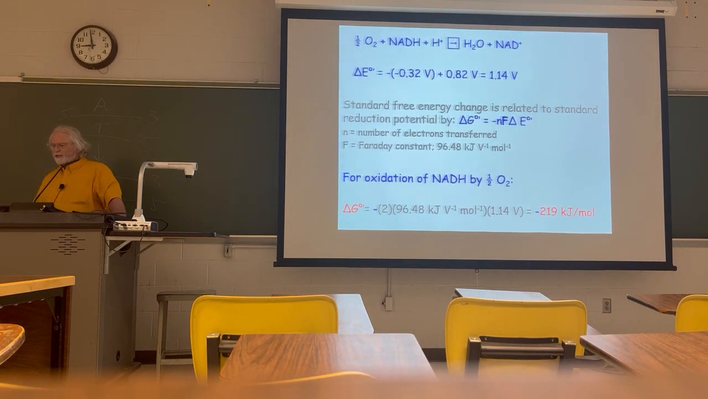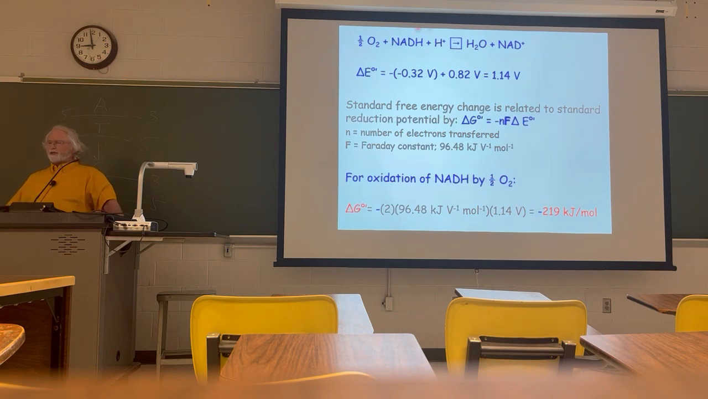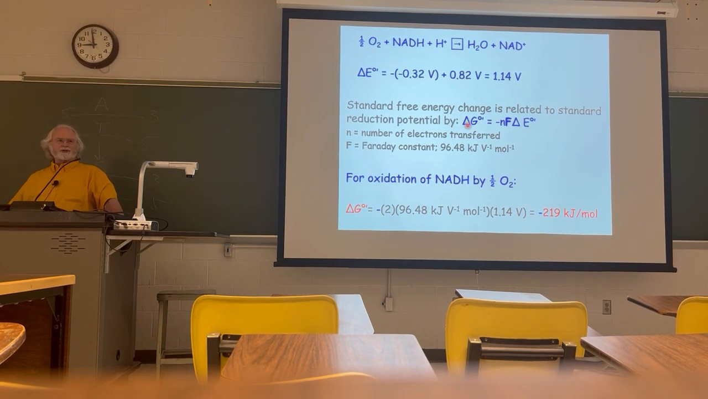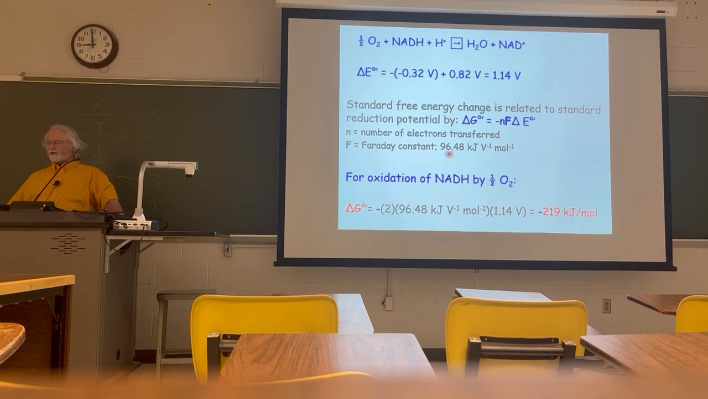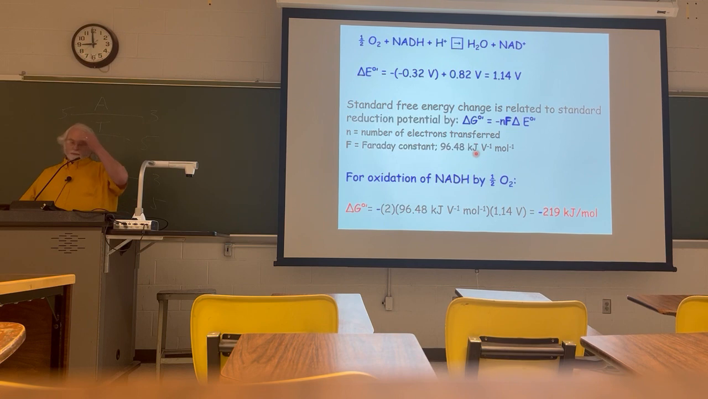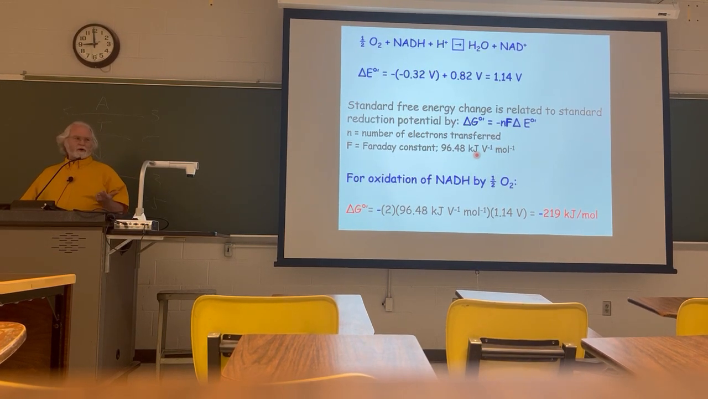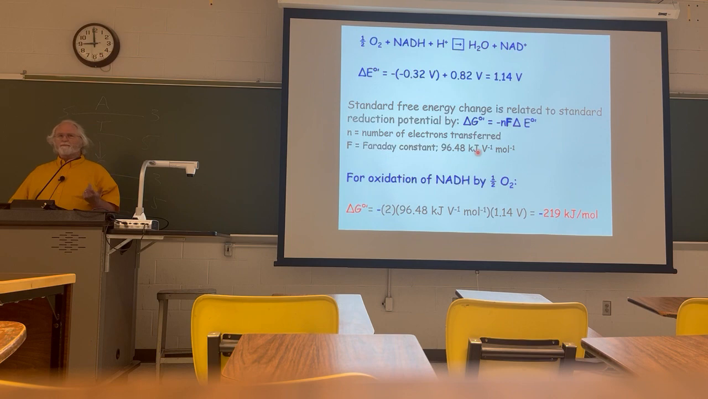So we can relate that to standard free energy change. Here are just the equations we've talked about so far to get the net 1.14 volts standard reduction potential for this reaction. The standard reduction potential is related to standard free energy change by this equation. Standard free energy change equals minus n, which is the number of electron transfers, so that's going to be 2 in this reaction, times the Faraday constant, which is 96.5 kilojoules per volt per mole. You don't have to memorize that or this equation.